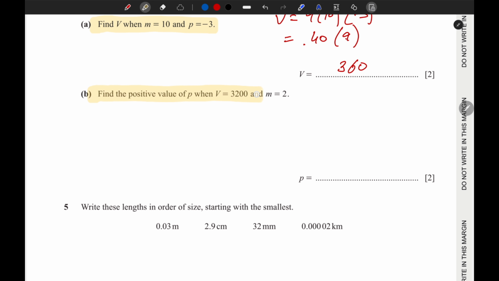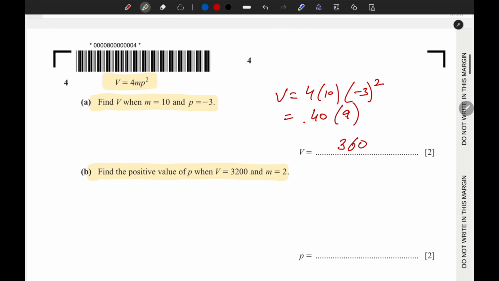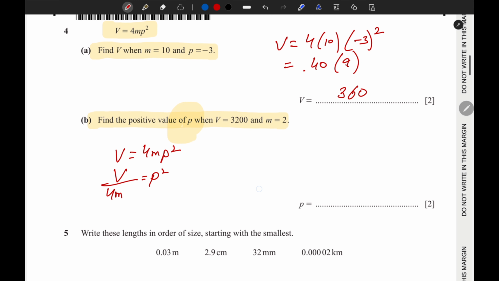Okay, now the next one. Find the positive value of P when V is 3200 and M is 2. Over here we have to make P the subject of the formula. Using the formula V equals 4MP squared, let's make P the subject first. You can do it like this: V upon 4M equals P squared. So P equals the square root of V upon 4M. We have taken the square root.